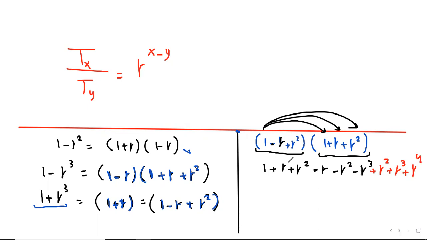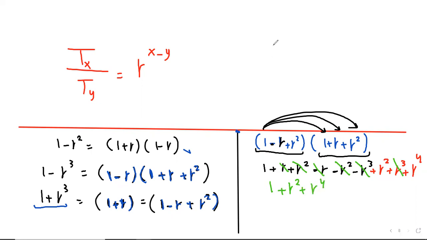We have here R, and here minus R. They are going to be cancelled. And we have R squared and negative R squared, cancel them. And also you will find the negative R cubed and R cubed, they are going to be cancelled. We ended up with 1 plus R to the power of 2 plus R to the power of 4.